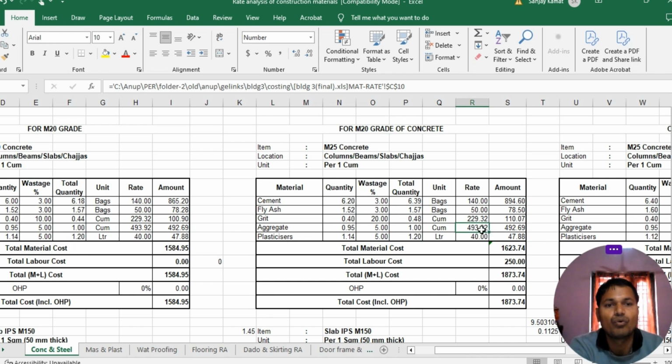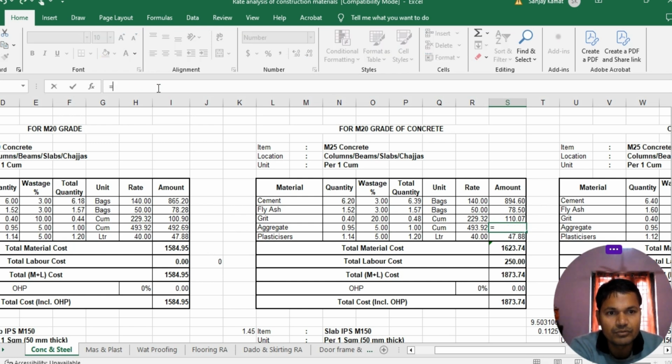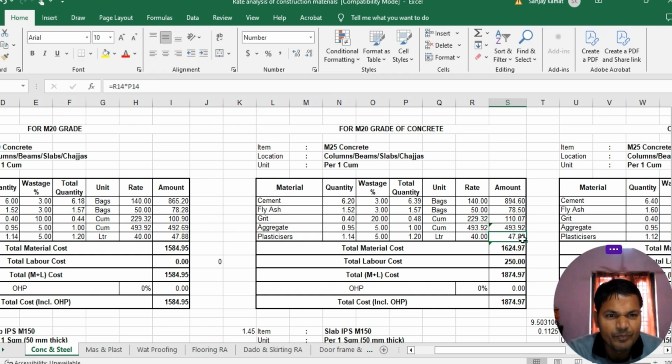The rate of aggregate is 493.92. Let's multiply. The total quantity we have taken is only one. So if we multiply 493.92 into 1, this will be the amount. Here something is a mistake again, so we have to correct it. It is 493.92, so this much it will come.